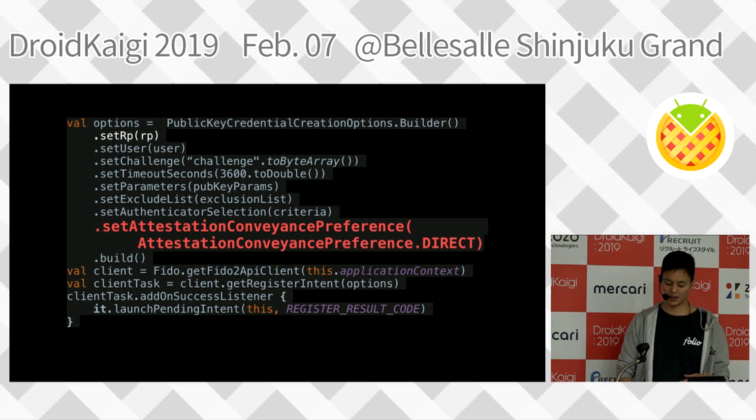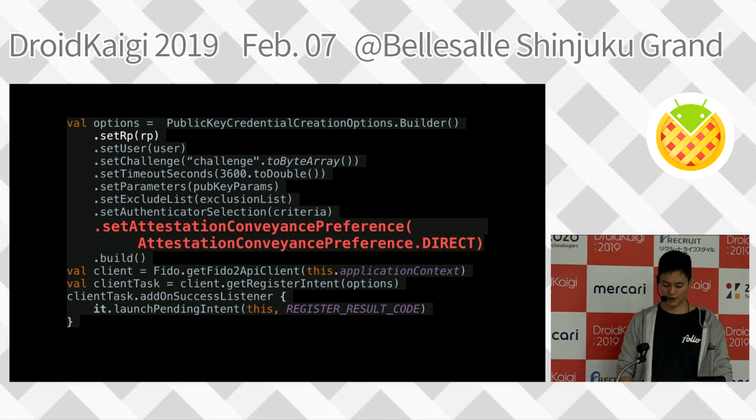Attestation preference, this one is the same one I already talked about in the options. So it has three values: direct, indirect, or none. If you set direct, you want your attestation in the most strict way. So the attestation information should only come from the authenticator itself. The other two parameters, you're not too strict about it.